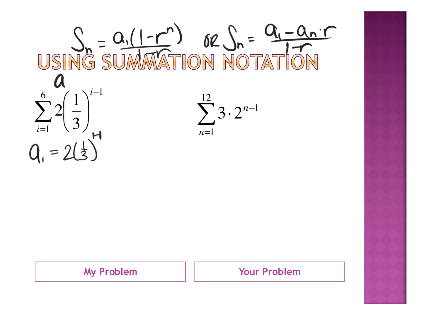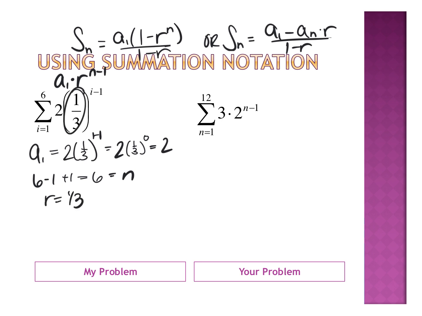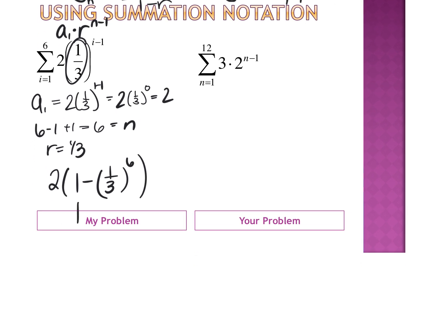This is usually in the form A1 times r to the n minus 1, but just in case it's not, plug in the 1 on the bottom, and you get 2 times 1/3 to the 0. Anything to the 0 power is 1, so the A1 is 2. 6 minus 1 plus 1 is 6, so that's n, the number of terms. And here is my r. r is 1/3. So we plug it in. 2 times 1 minus 1/3 to the 6th over 1 minus 1/3.